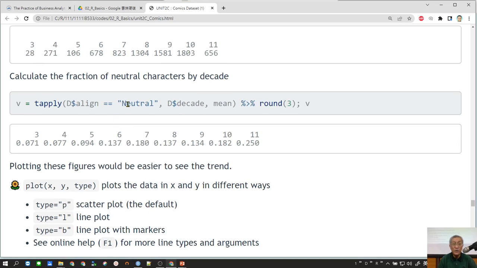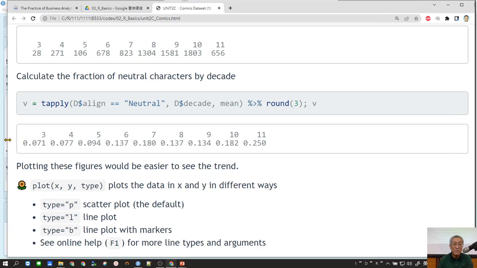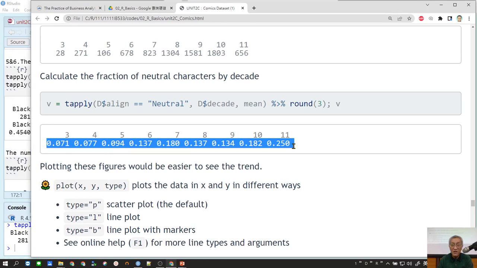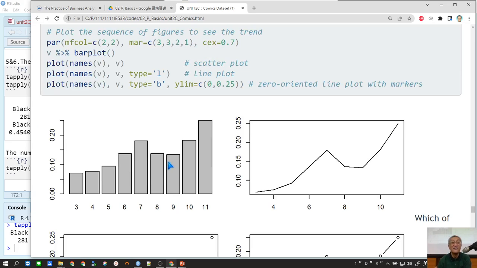So if I do a t-apply, I can actually see the fraction of neutral characters by decades, right? And then you can see the trend. The fraction of neutral characters by decades, 7%, 9%, and like this 18%, back to 18% again, right? But if you only look at these numbers, yes, you can see the exact number, but you cannot see the trend. So from time to time, you would like to make a plot.